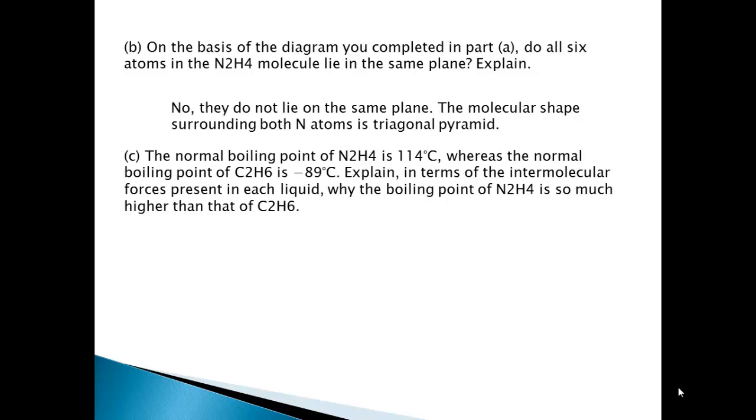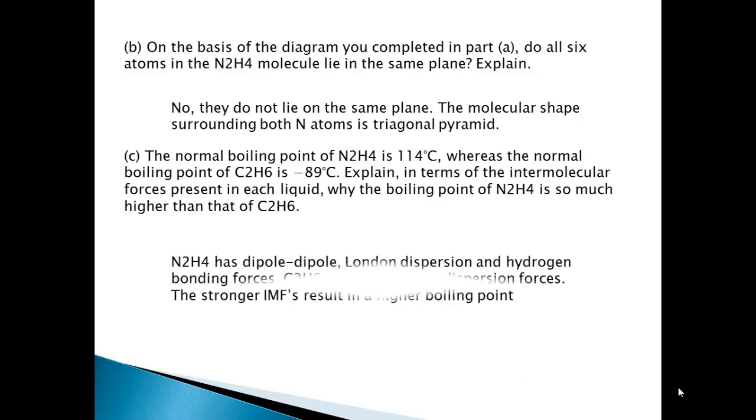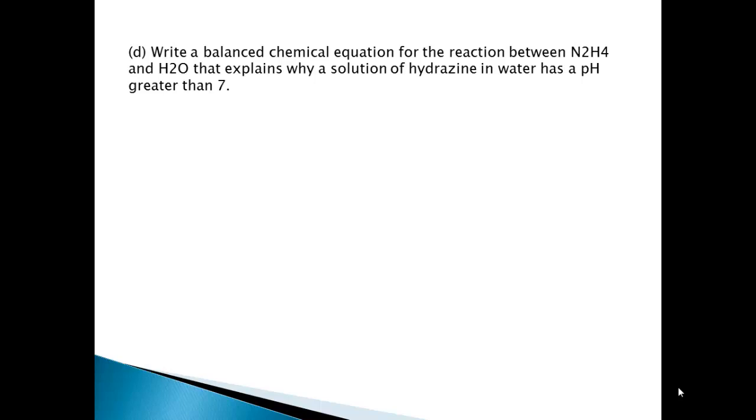Specifically, N2H4 has London dispersion, dipole-dipole, and hydrogen bonding forces, whereas C2H6 only has London dispersion forces because, unlike N2H4, C2H6 is nonpolar, so there's no dipole-dipole, and there's no hydrogen bonding. So the stronger IMFs in N2H4 result in a higher boiling point.